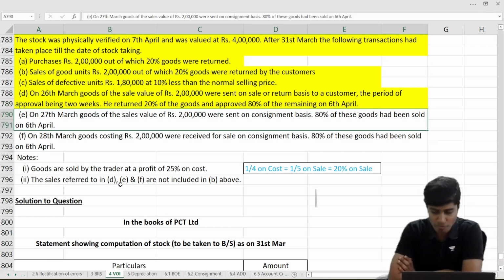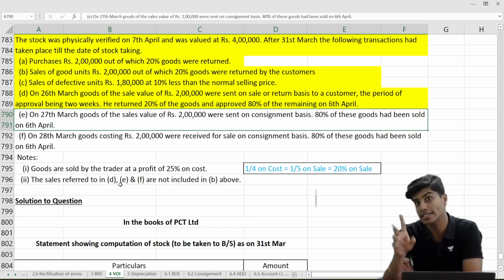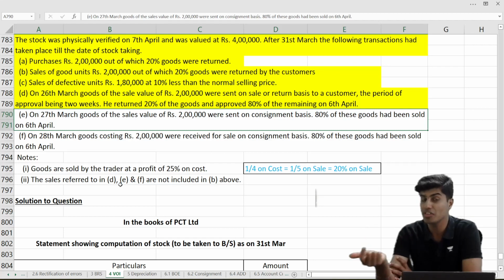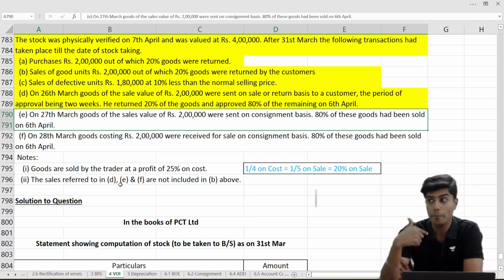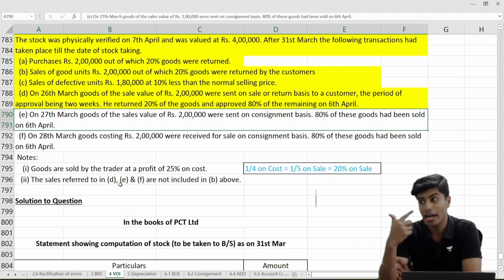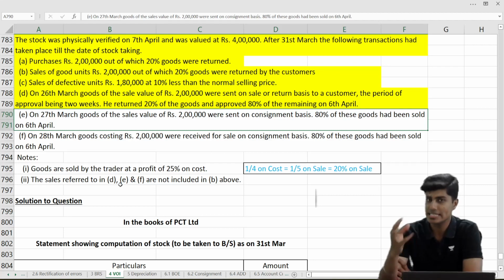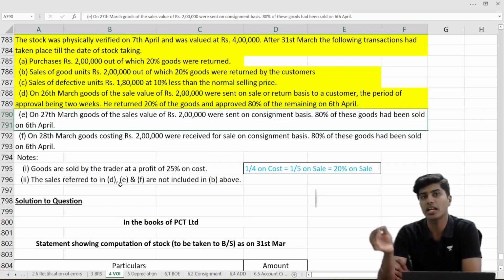On 27th of March, goods of sale value 2 lakh were sent on consignment. We are sending them. When we send the goods on consignment, we are the consignor. The recipient is the consignee. We have a principal and agent relationship. I am not transferring the ownership of goods to the consignee. I am only transferring the possession of the goods. As a consignor, I am only transferring the possession. The consignor will have the ownership.